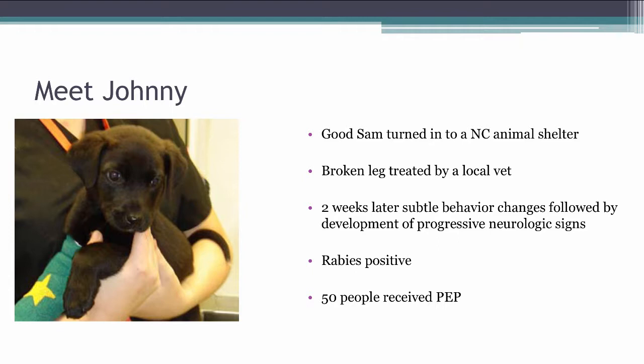So he went to the veterinary clinic. It was an open fracture, so they did lots and lots of bandage changes, and he was doing really well until he wasn't. And about 2 weeks after his intake, he started acting strange.